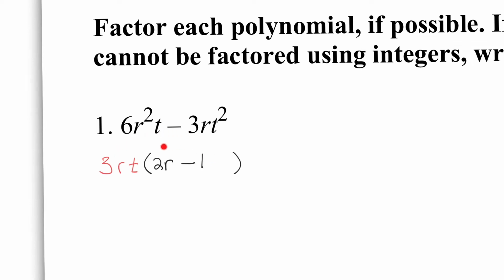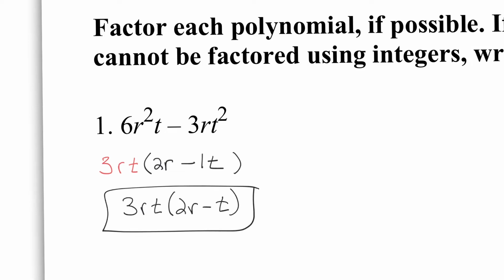You took out the r, and you took out the t. And since you have a t squared, you have a t left inside the parentheses. So there's a 1t inside the parentheses. I don't need that 1 next to the t, so I'm just going to rewrite my answer. My answer will be the greatest common factor, 3rt, times the quantity 2r minus t. So this is the answer for number 1.